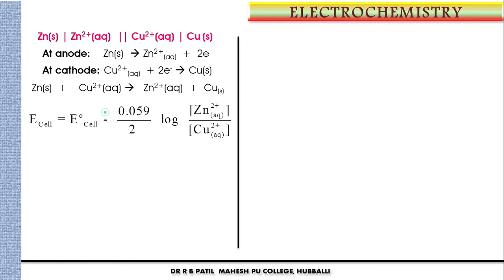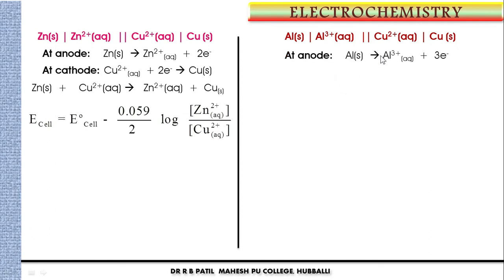Let us see one more example. Here we have cell representation of this type. Aluminium is oxidized to Al3 plus, where copper ion is reduced to Cu. Now write cell reaction. Al becomes Al3 plus by losing 3 electrons. Copper ion gains 2 electrons to become Cu. But the problem here, students, to write the net cell reaction is number of electrons are not matching. Aluminium is going to give us 3 electrons. Copper takes only 2 electrons.